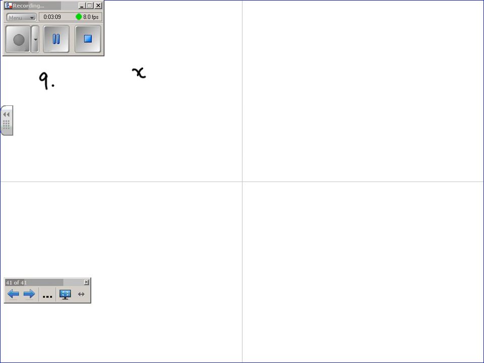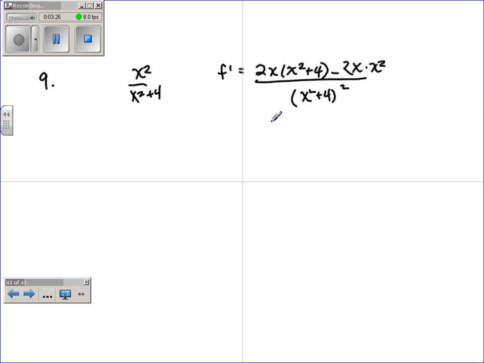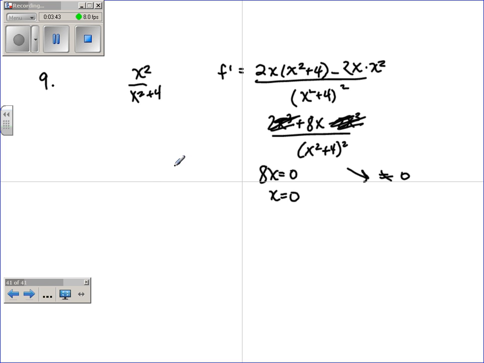Number 9. x squared over x squared plus 4. Take the derivative using the quotient rule: the derivative of the top times the bottom minus the derivative of the bottom times the top, over the bottom squared. So we get 2x cubed plus 8x minus 2x cubed. So we have a fraction. These cancel out. And check top 0, bottom 0. The top equals 0 at 0. The bottom never equals 0 in this case.